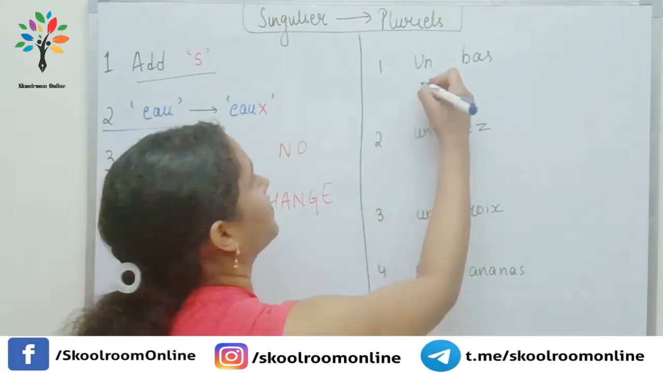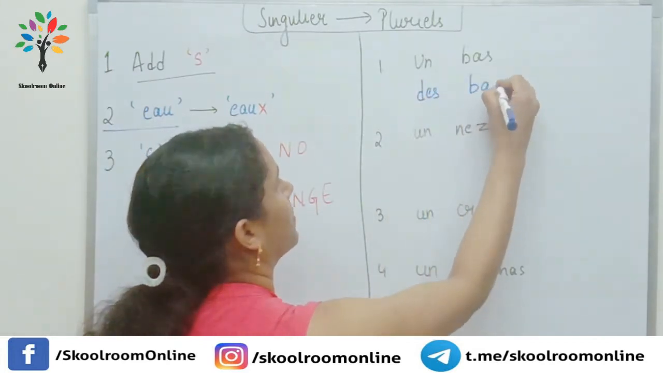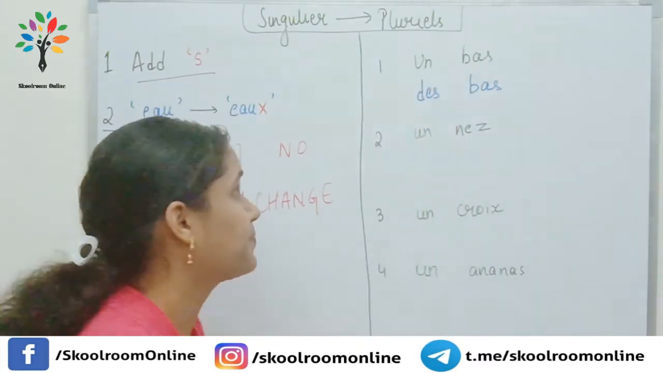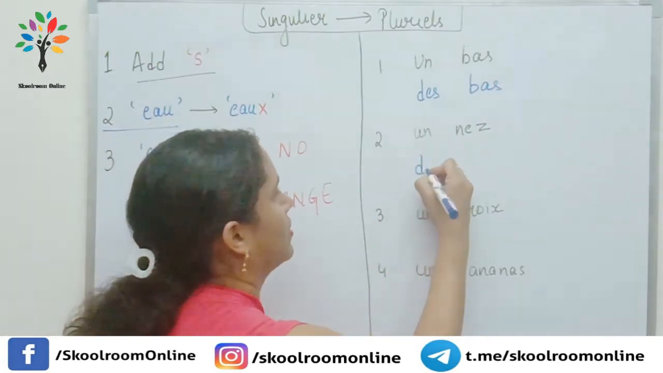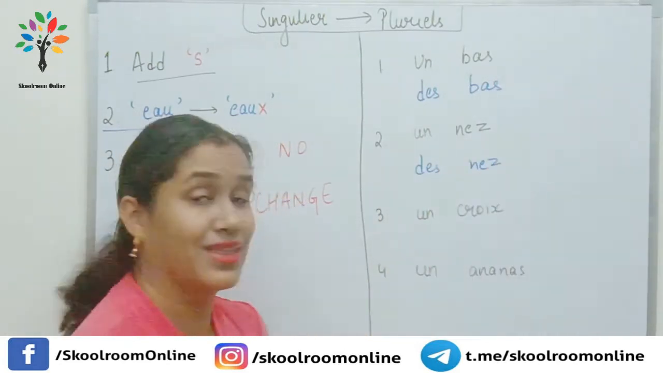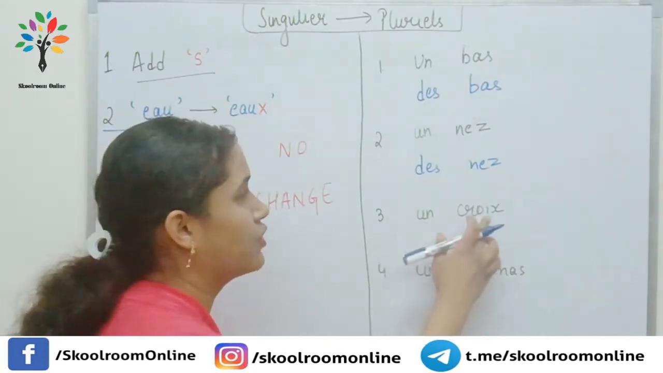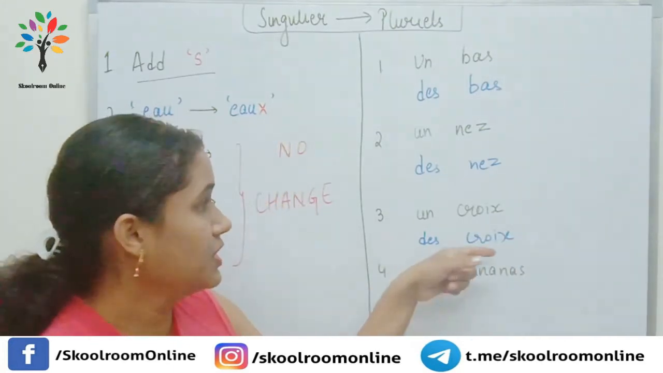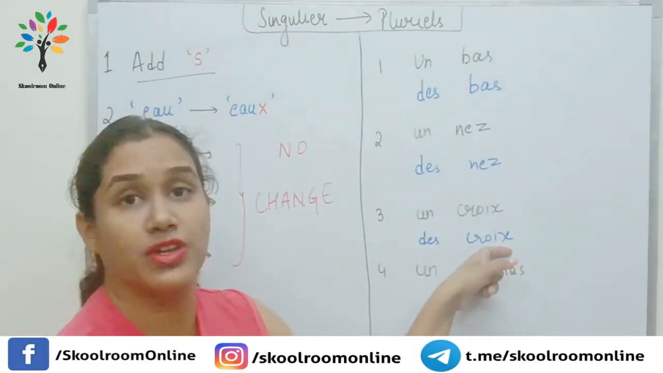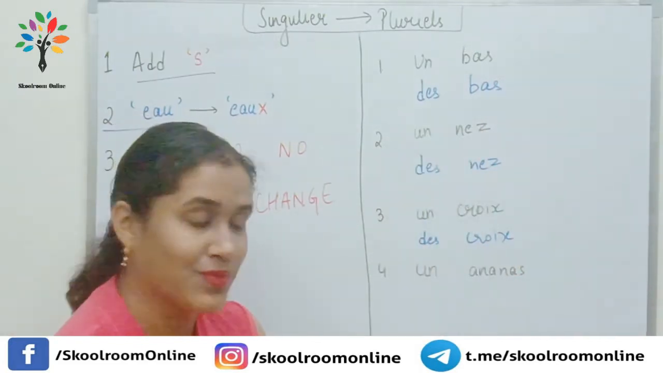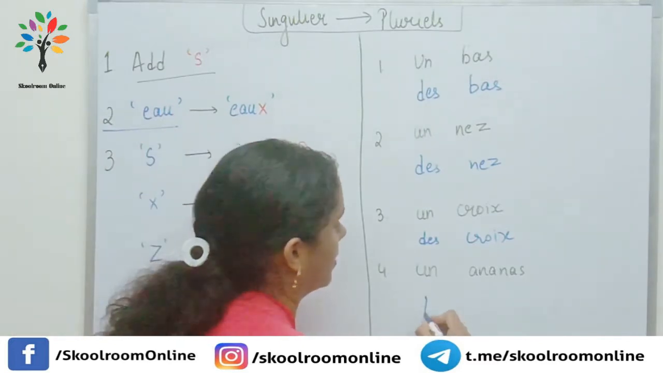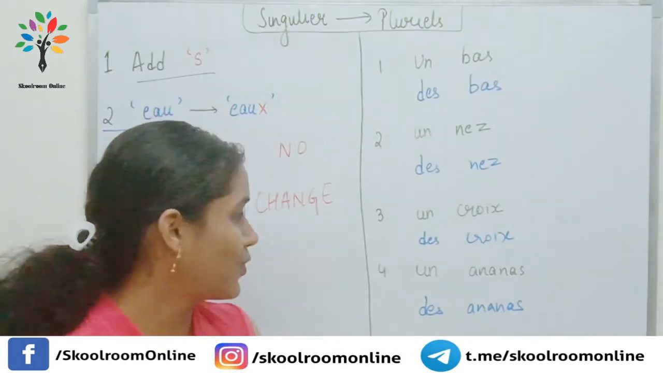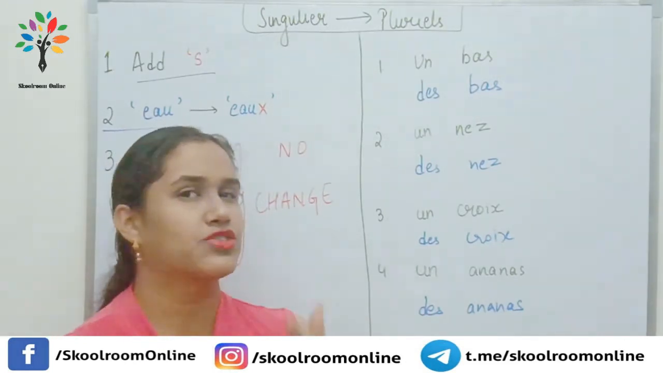Let's understand this. So le bras, les bras. Okay. Le nez, les nez. La croix, les croix. So you see, we are not adding anything to the noun itself. It remains the same. Un ananas, des ananas. Okay? Clear? So let's revise the rules once again.